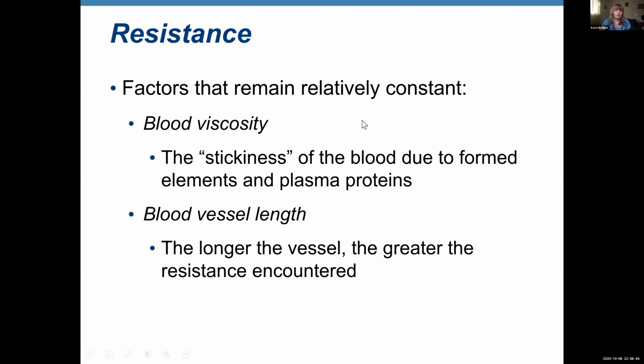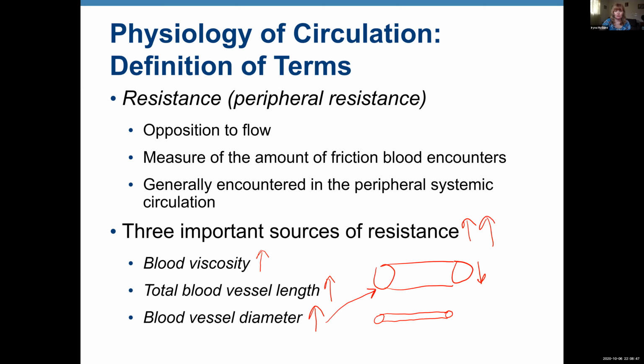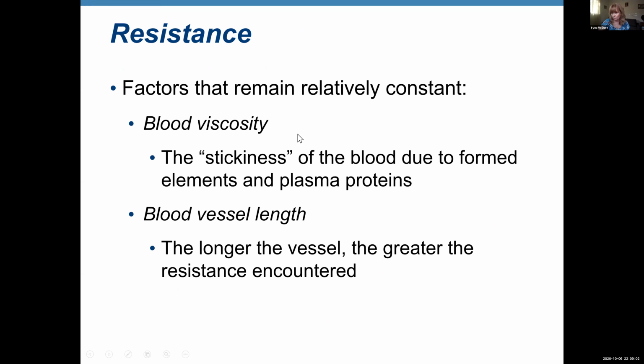So which factors remain relatively constant for resistance? What affects the resistance? Blood viscosity, total blood vessel length, and blood vessel diameter. What do you think stays pretty much constant? Blood viscosity, which should be in a normal range. If you have a healthy patient, if the liver and kidneys work properly, the blood viscosity is supposed to be constant. It's the thickness of blood due to formed elements and plasma proteins.